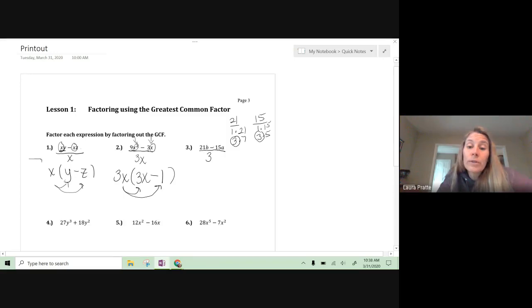Now look at your variables. Do they have any variables in common? Well, this one has a b and this one has an a. So unfortunately, there's no common variables. So the only GCF we can divide out here is 3.